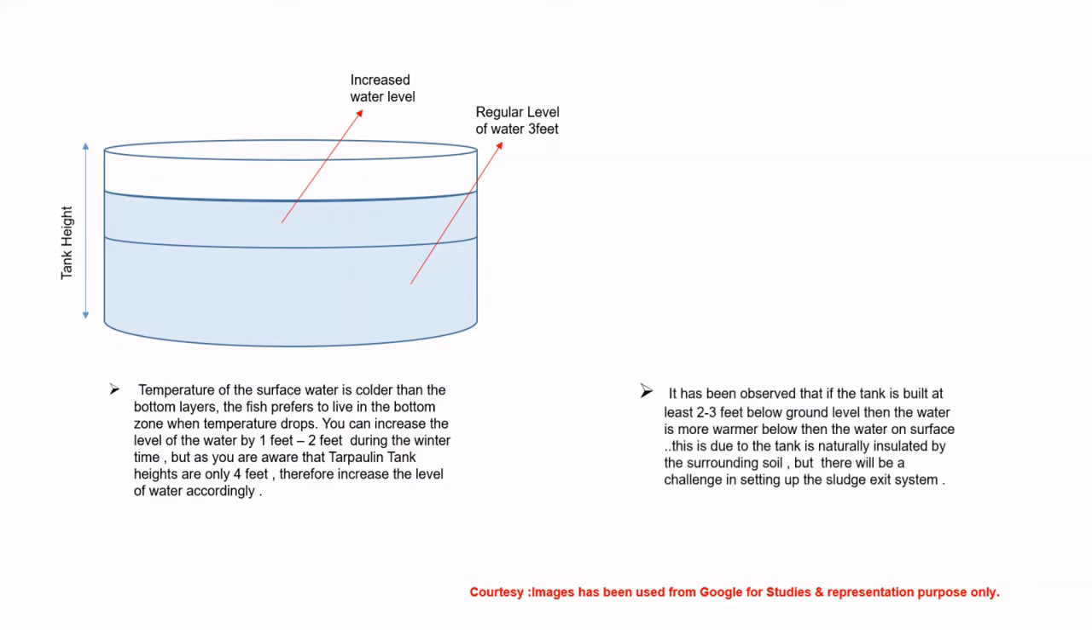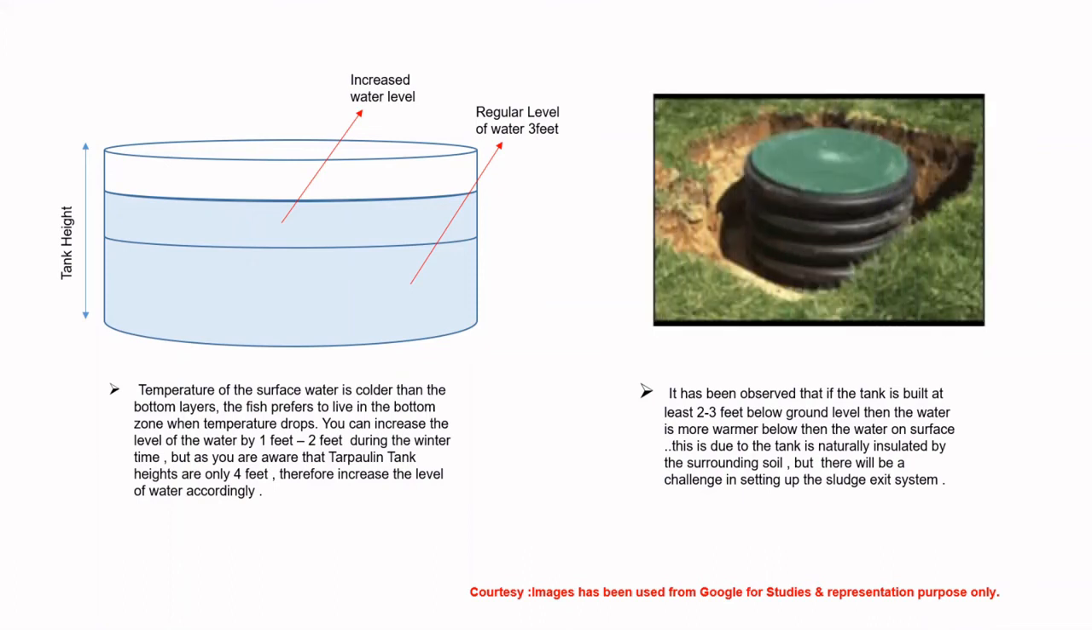It has been observed that if the tank is built at least 2 to 3 feet below the ground level, then the water below is warmer than the water on the surface. This is because the tank is naturally insulated by the surrounding soil, but there will be a challenge in setting up a sludge exit system. This is a concept which has not yet been fully incorporated in Biofloc systems, as it has its own pros and cons.